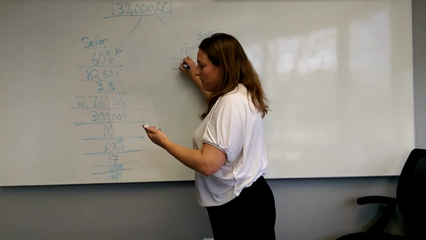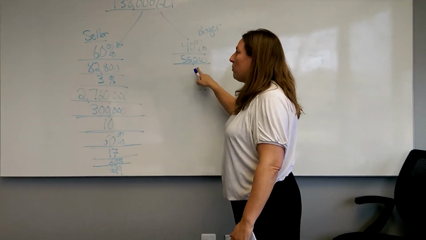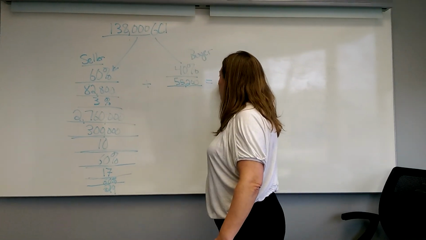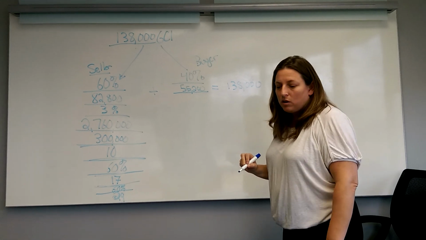And so this is now 55,200 of my GCI is going to come from buyers. If I add up these two numbers, it's going to equal 138, my total GCI goal. Okay.